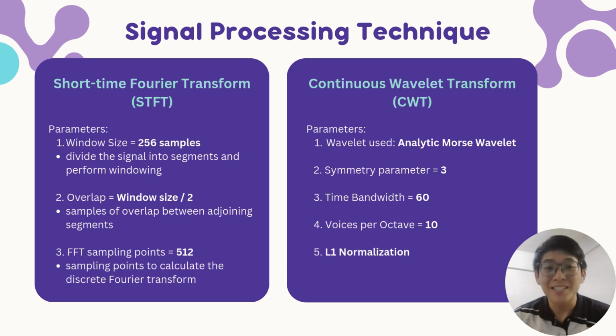Now I'm going to talk about the signal processing techniques and the parameters that we have used. For this project, the techniques that we use are the short-time Fourier transform, STFT, and also the continuous wavelet transform, CWT. Let us start with the STFT. The main parameters are window size, overlap, and FFT sampling points. The window size determines how the signal is divided into segments for windowing. Window size is crucial, as the chosen size determines the balance between time resolution and frequency resolution.